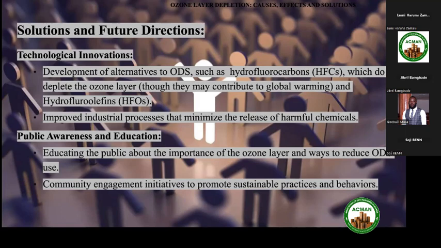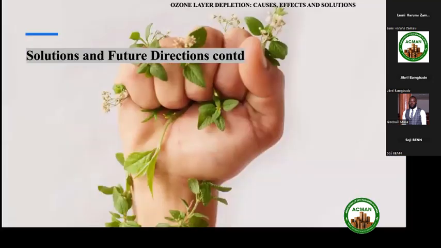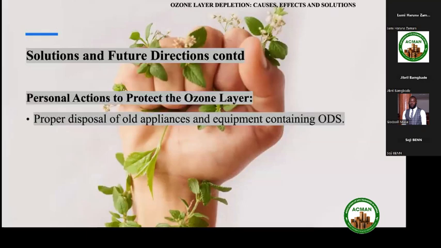Educating the public about the importance of the ozone layer and ways to reduce the use of ozone depleting substances. Then community engagement, initiatives to promote sustainable practices and behavior. So what can you do on your own? There are many things we could do. First, proper disposal of old appliances. If you have old appliances that were produced since maybe the 2000s and what have you, there is need to dispose of them, because some of these products have HCFCs and HFCs, or even CFCs, depending on how old your appliances are.